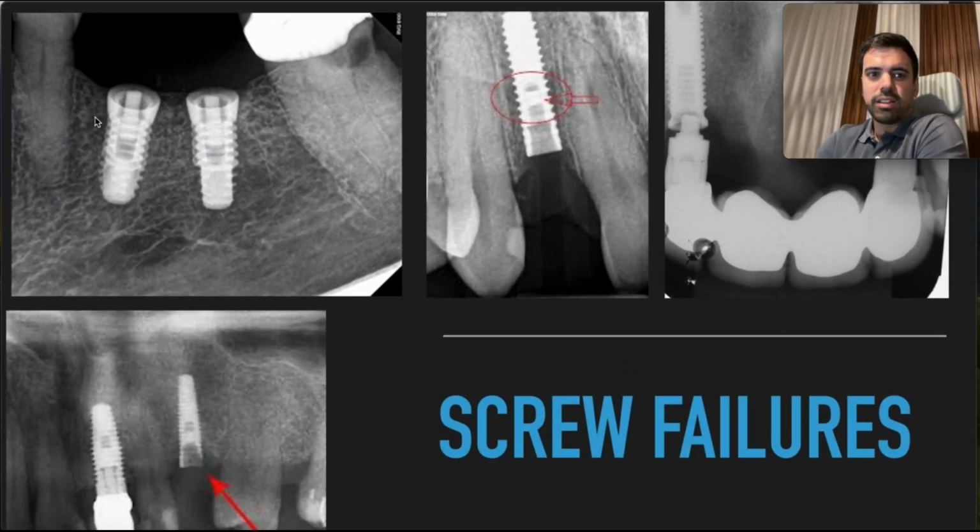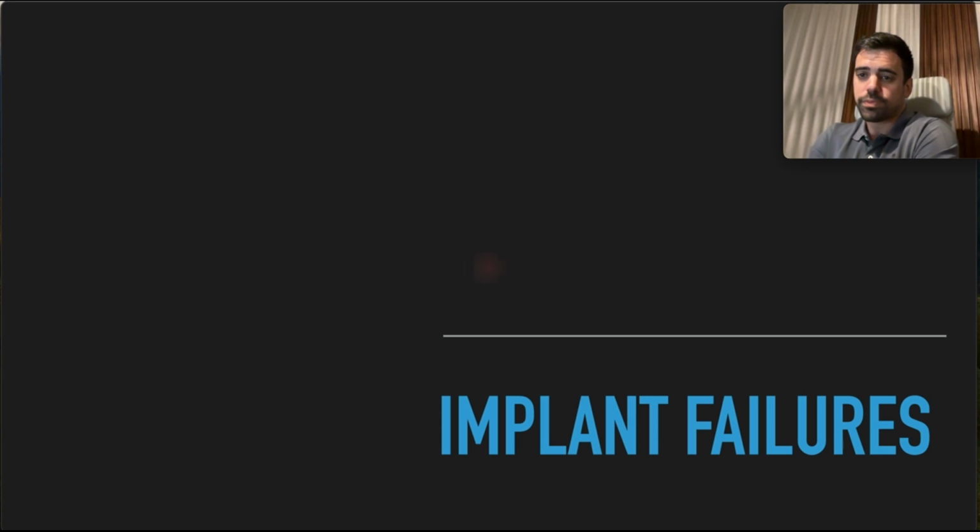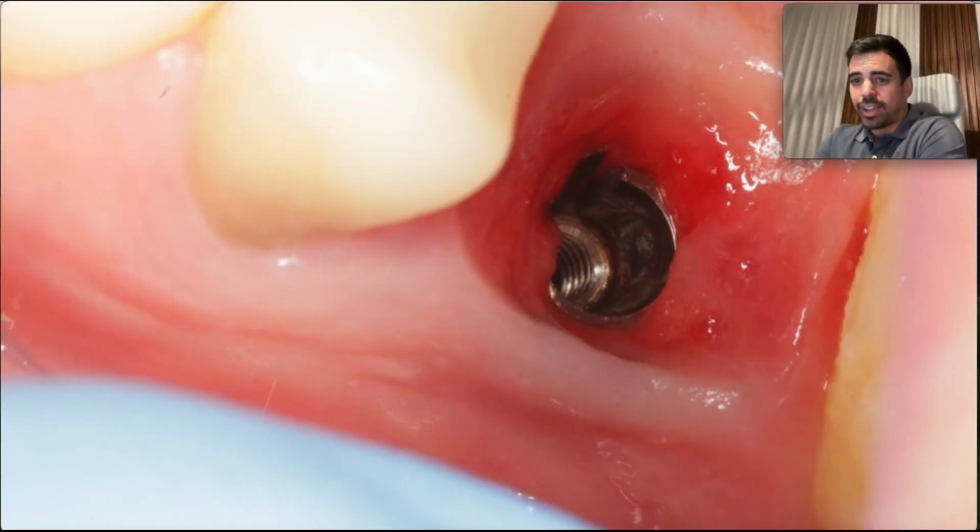So as we said, the screws, if they break here, you probably won't have a problem removing them. But then what about this one here, where the screw is up there? Or sometimes when not only the screws break, but we have implant failures. And then that case is mine as well.